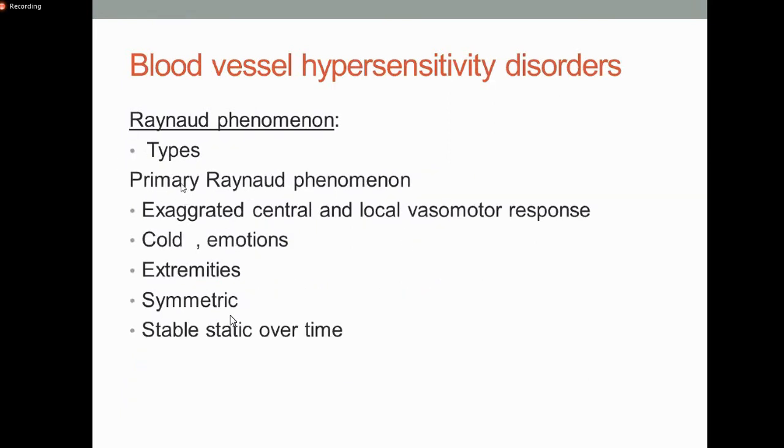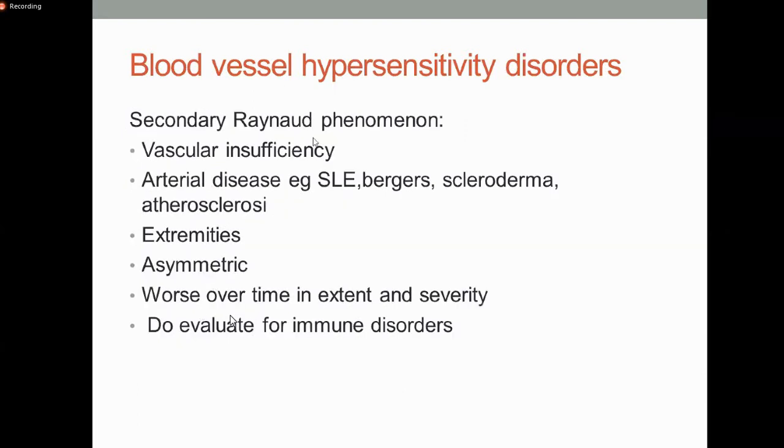Types: the phenomena can be primary and secondary. Primary is of unknown cause, mostly seen with cold or extreme emotion, in the extremities, with symmetric involvement, and this remains static over time. Secondary Raynaud's has causes like SLE, Buerger's disease, scleroderma, atherosclerosis. What differentiates it from the primary type is asymmetric involvement. This worsens over time because this is related to pathogenesis, and we have to evaluate for immune disorders as well because it's associated with immune disease.